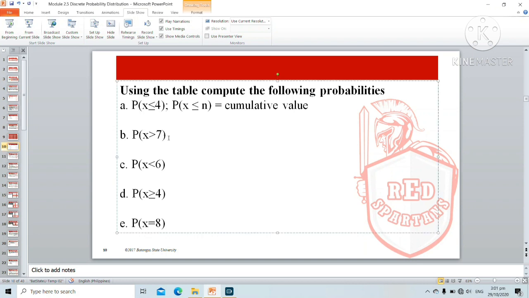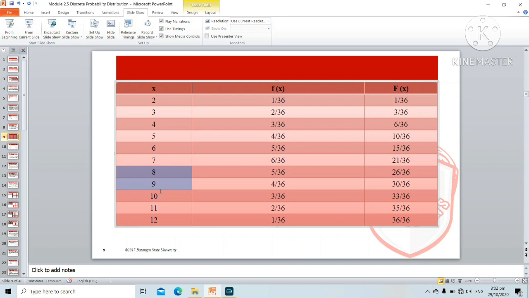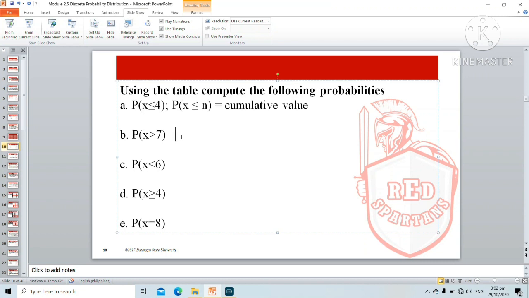Sa letter B, ano yung probability that x is greater than 7? So ano ba pag greater than 7? So greater than 7, 8, 9, 10, 11, and 12. Ano yung probability niyan? 5 plus 4, 9 plus 3, 12 plus 2, 14 plus 1, 15. So dapat ang answer natin ay 15 over 36. Ang answer natin dito kanina is 6 over 36 sa letter A.